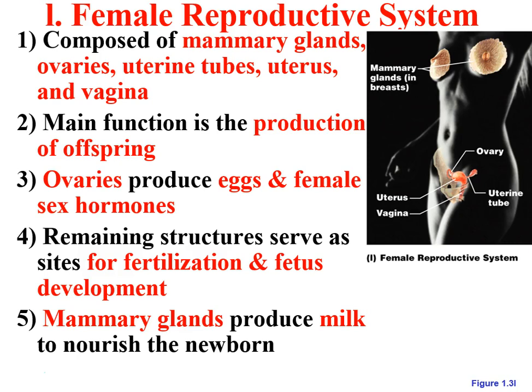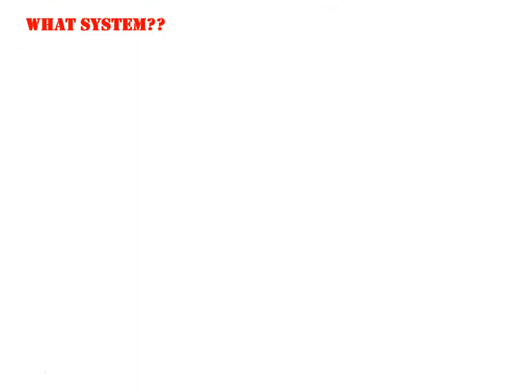So that was a quick overview of the 11 systems of the body. So let's practice a little bit. What system am I talking about? Heart, blood, and vessels. If you said cardiovascular, you are correct. What system has the kidney, the bladder, and the ureters? That would be the urinary system.